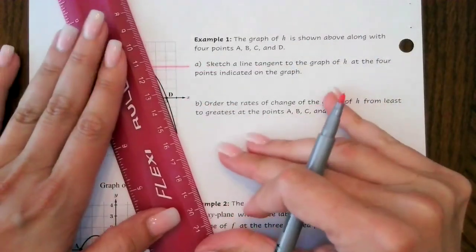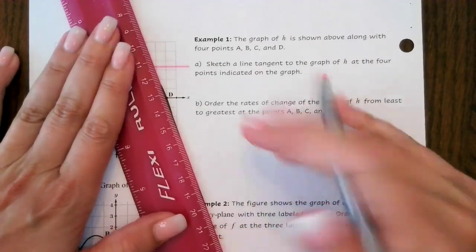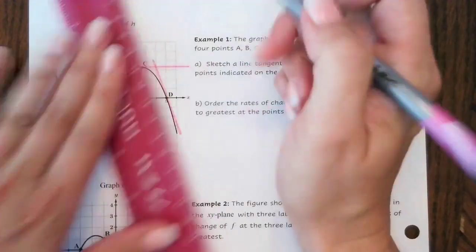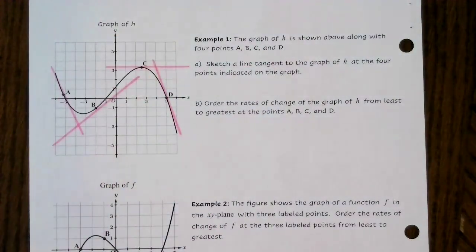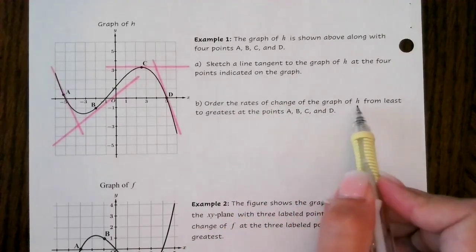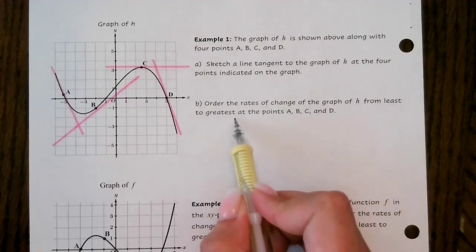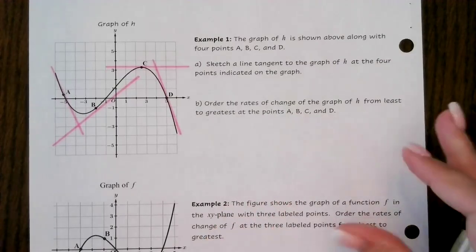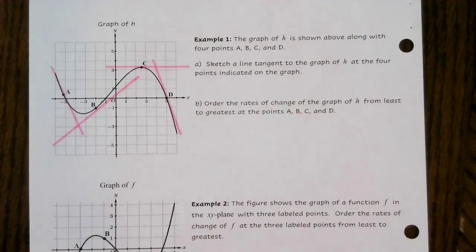And then for D, we're this way. So I just drew the tangent line. The tangent line is that, again, that line that touches the graph at that one point. So I drew our tangent lines like it said there. Now it says order the rates of change of the graph of H from least to greatest at the points A, B, C, and D. So let's think through that real quick.